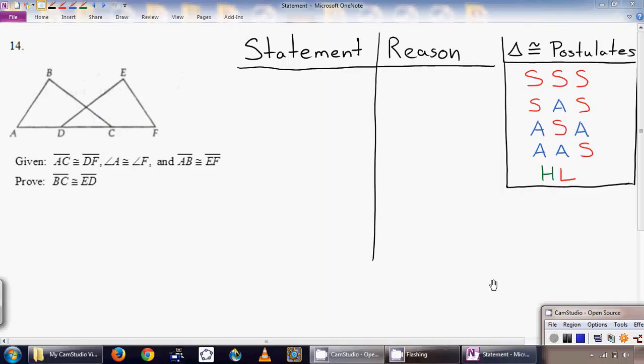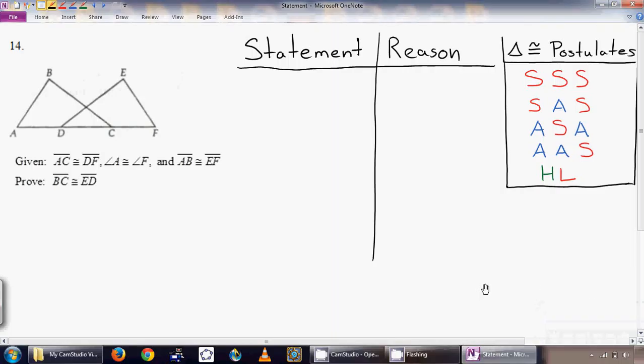All right, proof number 14, which happens to be our fourth proof. Let's take our givens. Well, actually, let's notice they want me to do a CPCTC. They want me to show that this side is congruent to this side. So I'm going to need to know that this triangle is the same as that triangle there.